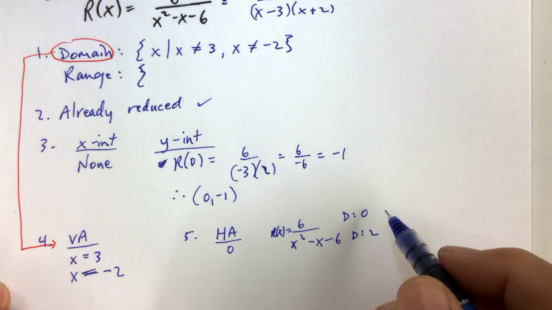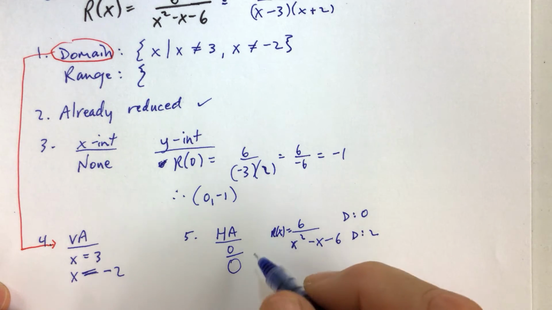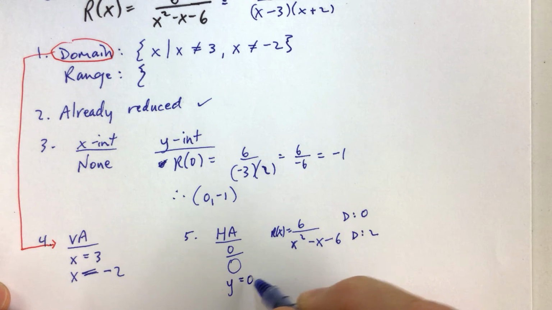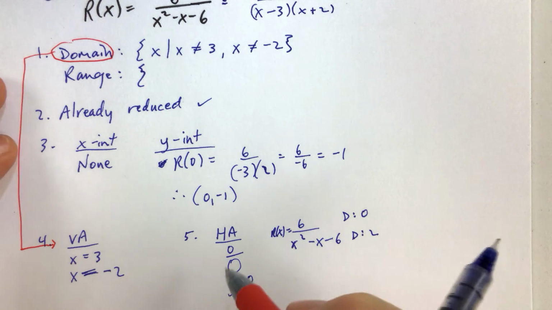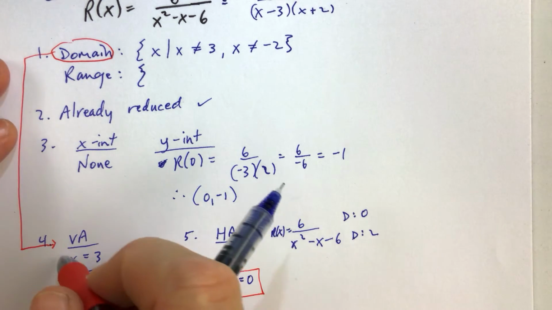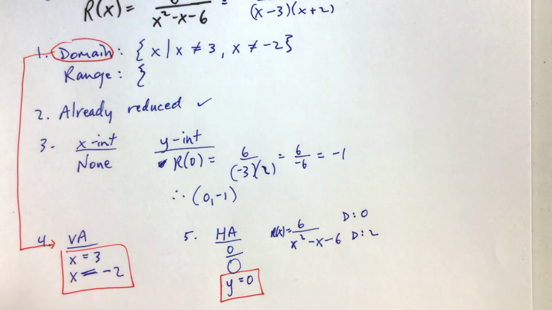So therefore, the degree in the denominator is bigger than the degree in the numerator. So we have a bigger bubble on the bottom. The Bubble Theorem says that every time the degree in the denominator is greater than the degree in the numerator, we have a horizontal asymptote of y equals 0. So we have our vertical asymptotes, our horizontal asymptote, and that's the number there.